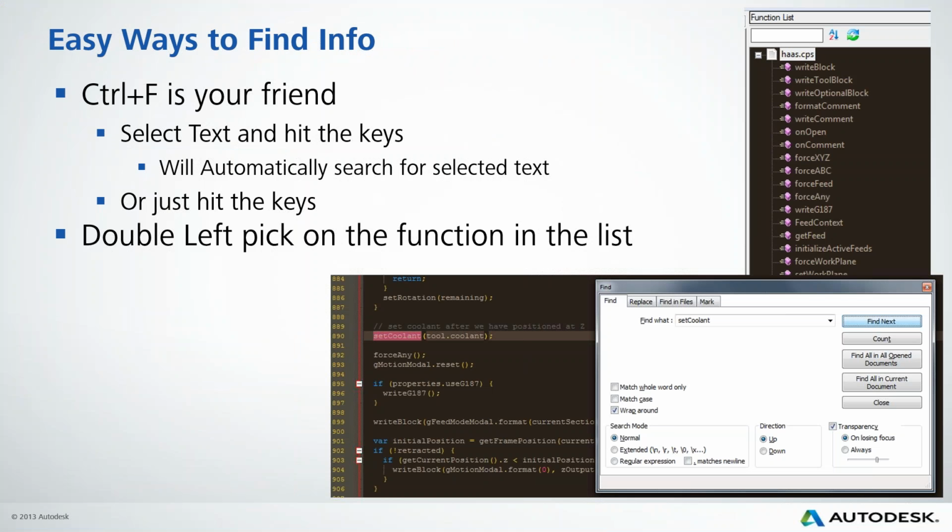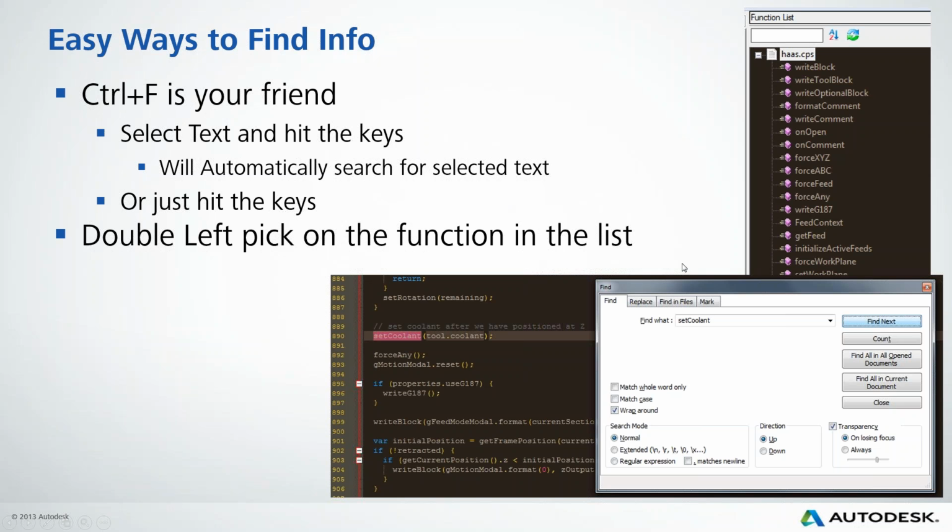So whenever you're going through trying to find things inside of the post, always remember Control F is your friend. You can select text and hit Control F, and it'll automatically insert the text in the Find What line. Then you can toggle through it and find all the different areas that text is in. Or if you don't know where this is or even see it initially, just hit Control F and type in what you want, and it'll do the same thing.